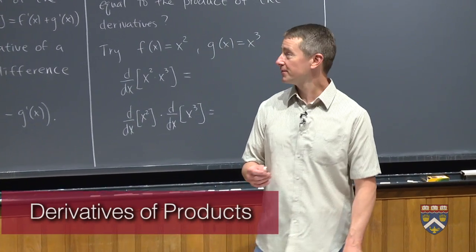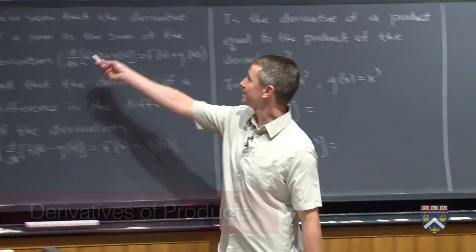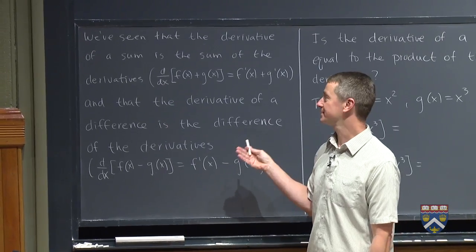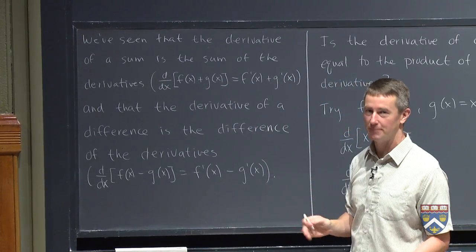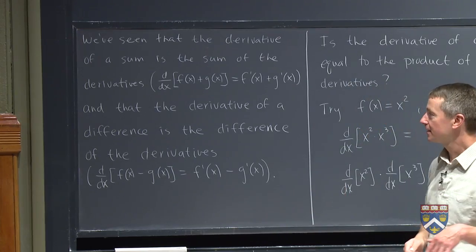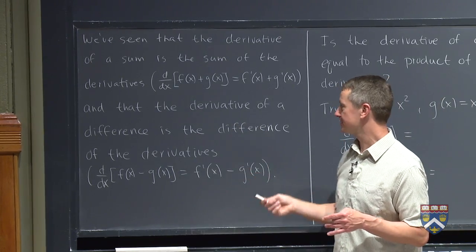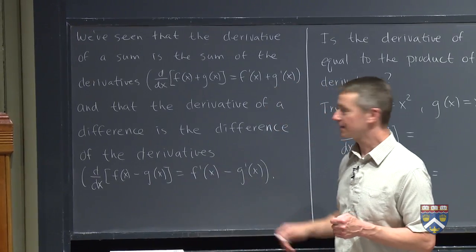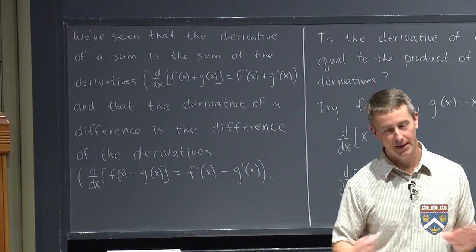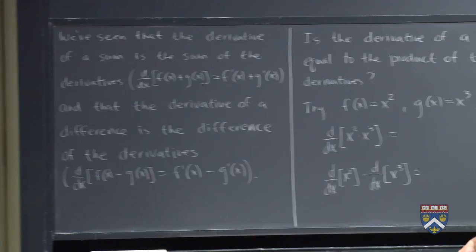We've seen that the derivative of a sum is the sum of the derivatives. Very nice and easy. The derivative of f of x plus g of x is just f prime plus g prime. You just compute the derivatives separately. And that the derivative of a difference is the difference of the derivatives. So if you have one function minus another, then you just take their derivatives separately and subtract them. Very nice and easy to remember.